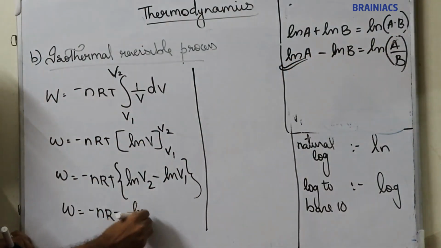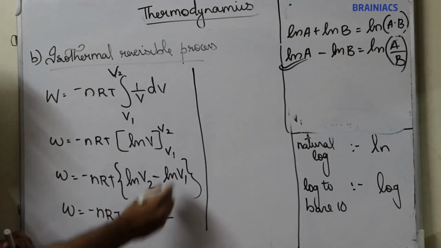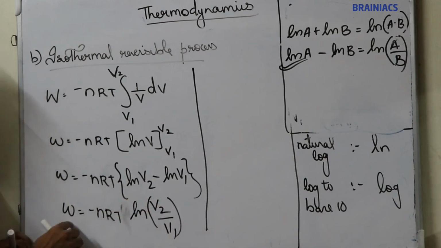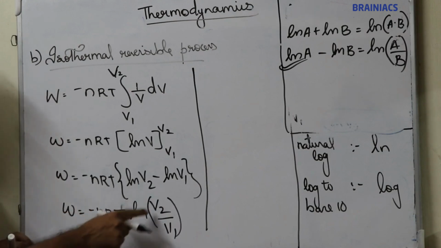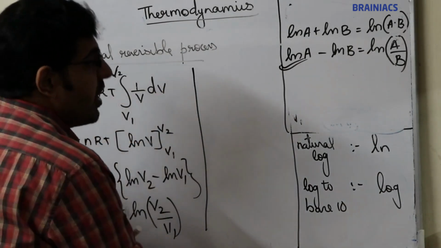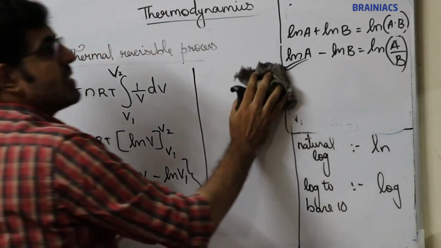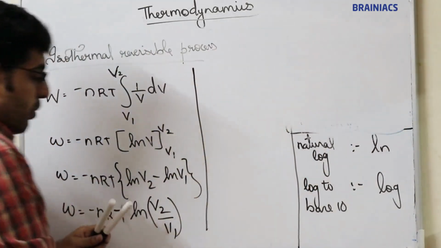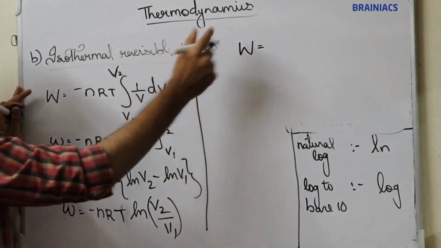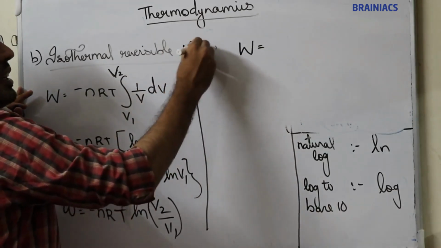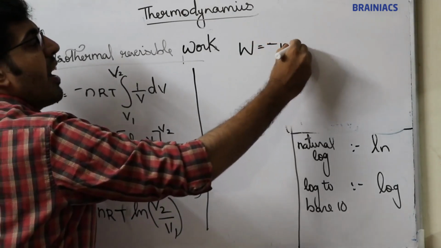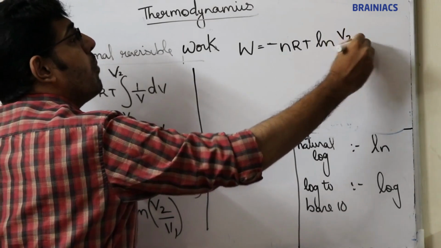W is equal to minus nRT, and ln A minus ln B will be equal to ln A by B. So here you will get ln V2 by V1. So W is equal to minus nRT ln V2 by V1. Okay, this is the equation to calculate isothermal reversible work. W is equal to minus nRT ln V2 by V1.